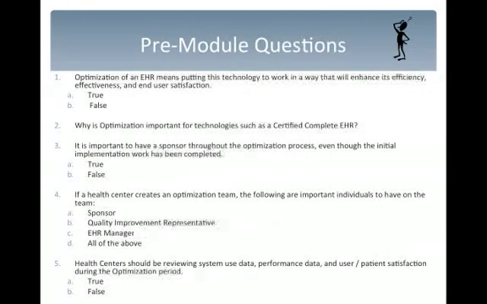Question 4. If a health center creates an optimization team, the following are important individuals to have on the team. A. The sponsor. B. The quality improvement representative. C. The EHR manager. Or D. All of the above. Question 5. Health centers should be reviewing system use data, performance data, and user and patient satisfaction during the optimization period. True or false?